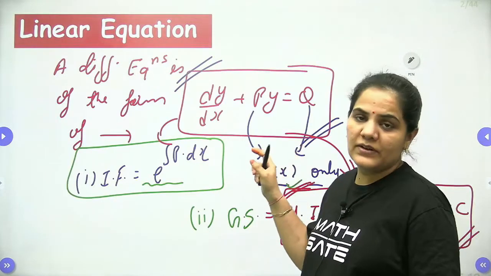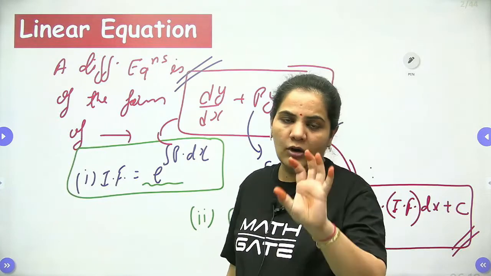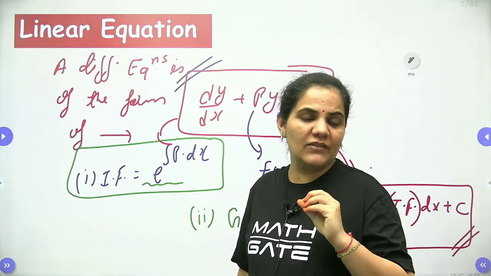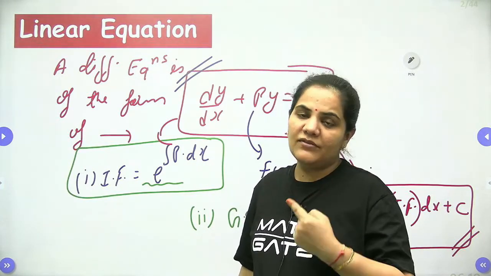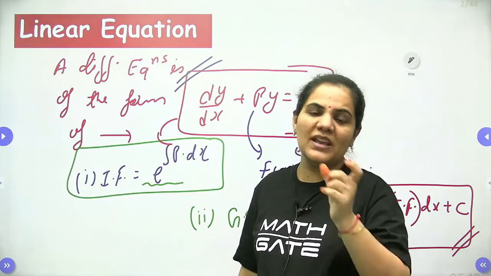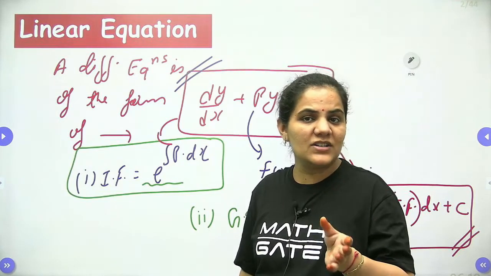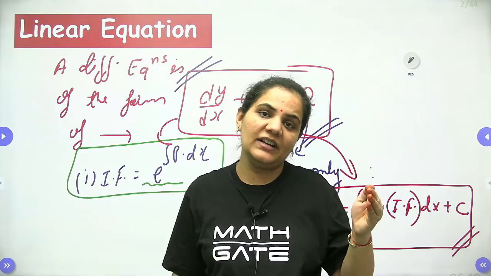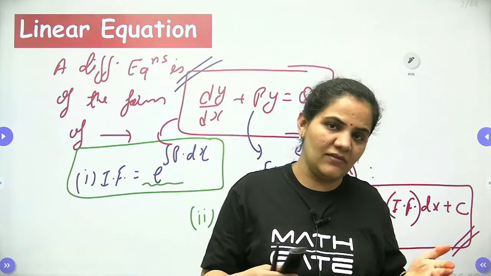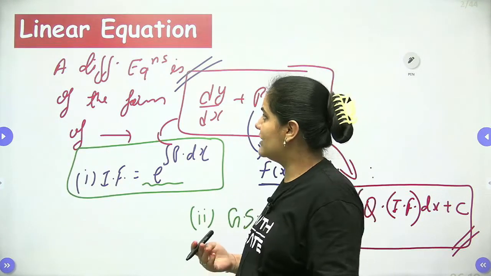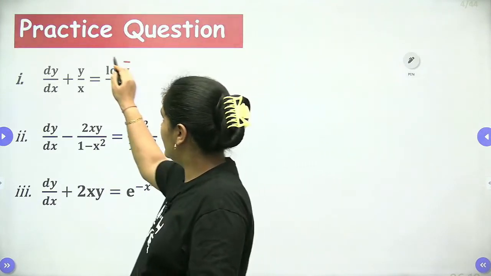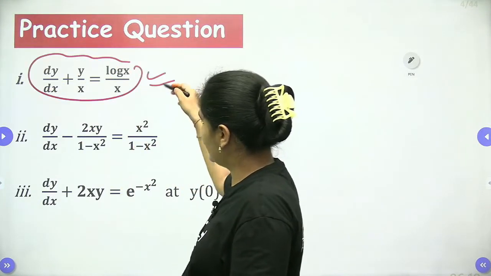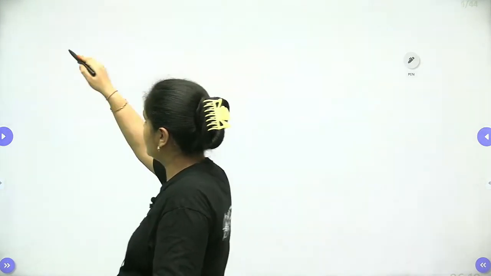There is nothing else in the differential equation. First of all, for a linear differential equation, we have to observe the pattern of the equation. If it is linear, we have to write down p and q from that particular differential equation. Then we will find the integrating factor and the general solution respectively. Okay, now let's approach the questions. So let's start with the question.